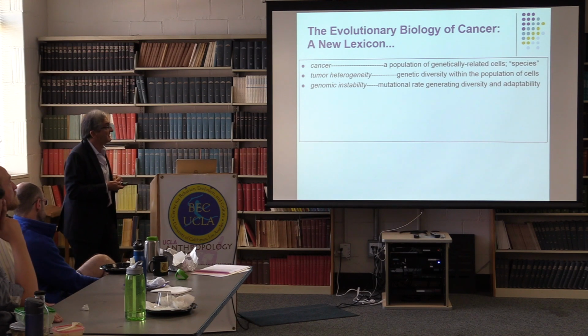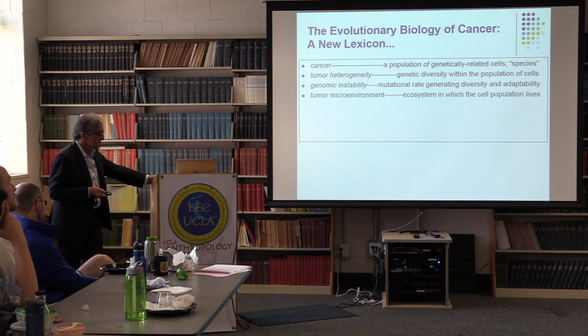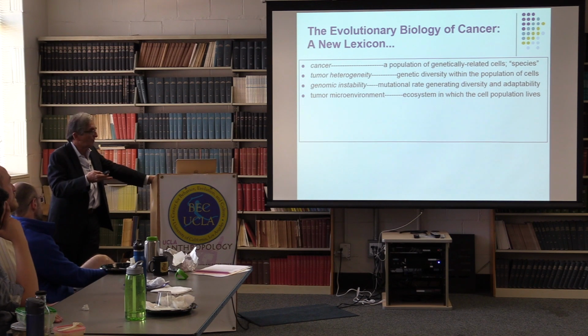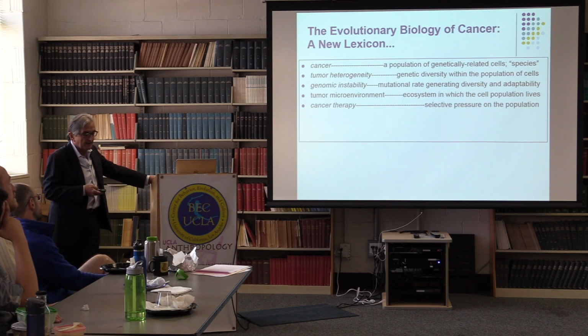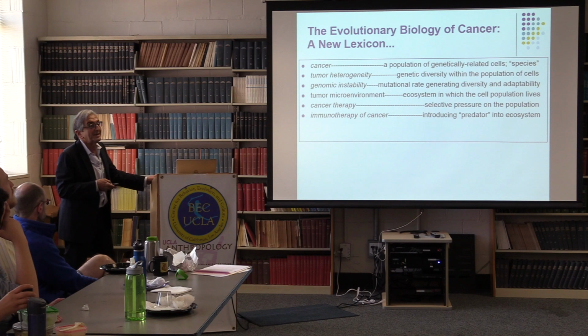Instability, of course, is intrinsic to this whole process, but it's the mutational rate that's generating that diversity and adaptability. So in talking about the ecosystem, that's really the tumor microenvironment in which this population is attempting to survive. And our therapies are simply selective pressure on a population. Now, immunotherapy, I like to think of as introducing a predator into this ecosystem. I'm going to talk a bit more about immunotherapy if time allows, because there's tremendous hope.